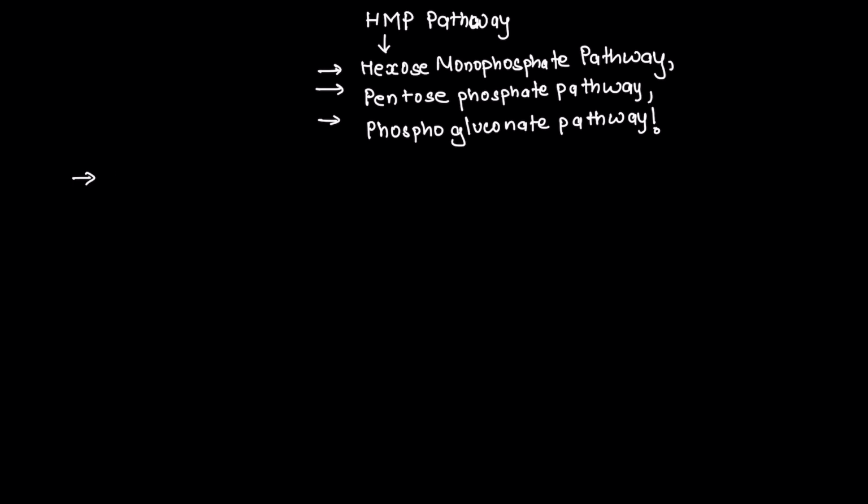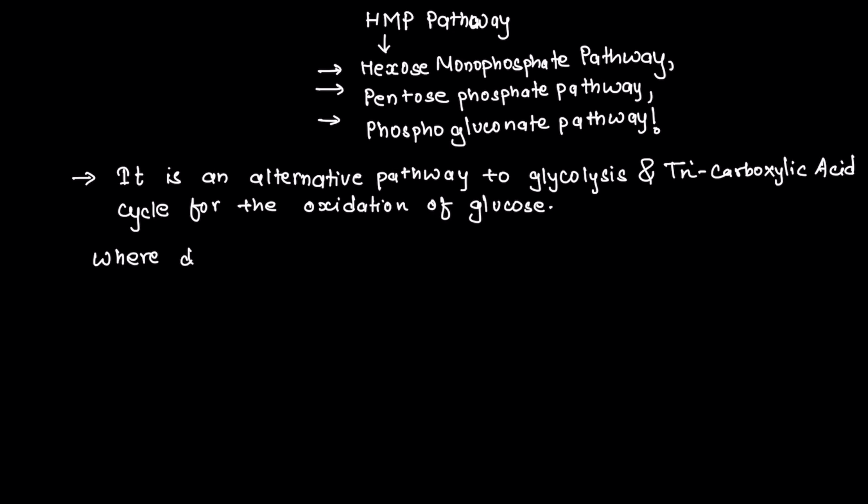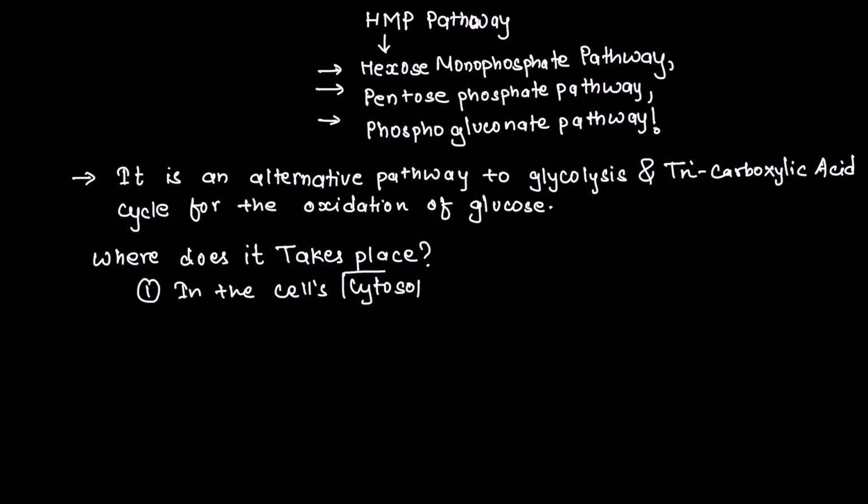So let's understand it. The HMP pathway is an alternative pathway to glycolysis and the tricarboxylic acid cycle for the oxidation of glucose, right? Then we have to know where it takes place. Number one, the place is the cell's cytosol. So we have to know this point.